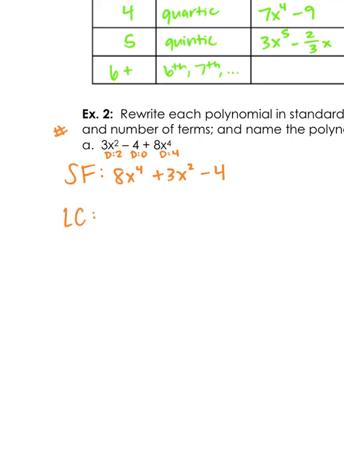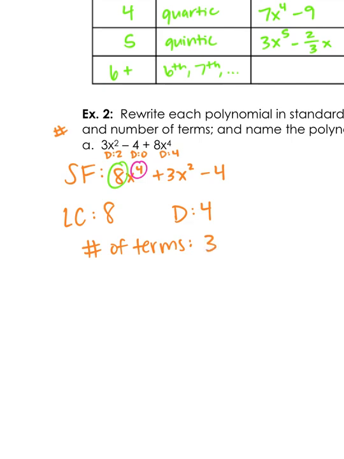My leading coefficient goes in front of my highest term, so my leading coefficient is 8. My degree goes with my leading coefficient, or sorry, with my first term. So my degree here is 4. And the number of terms, I just literally count them. 1, 2, 3.